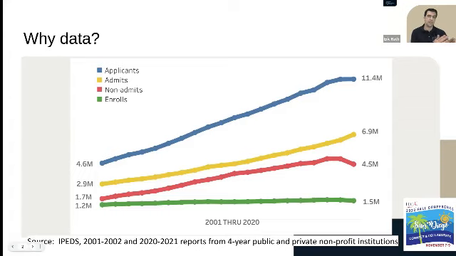Because you can see that steady growth in the number of applicants over that time. There was a little bit of an increase in the number of students, right? It went from 1.2 million in 2001 to 1.5 million. So you have a 25% increase. That's pretty fair. But you can see with the blue line, the number of applications grew from 4.6 million to 11.4 million.